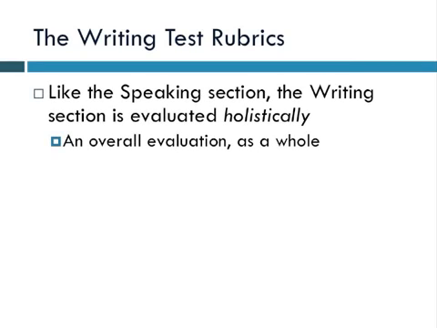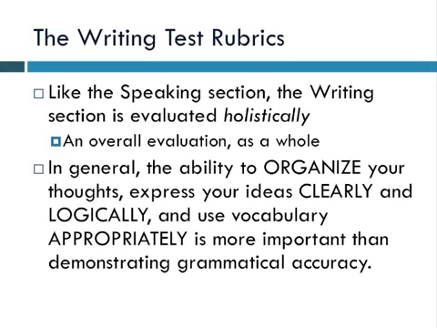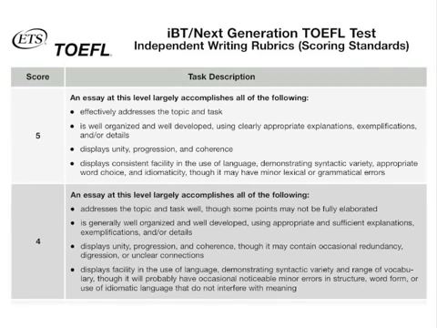Once again, we mentioned in the first video that the writing section is evaluated holistically, which means instead of just looking at individual errors, they're looking at it as an overall evaluation or appraisal. In general, the test is looking for your ability to organize your thoughts, express your ideas clearly and logically, and use vocabulary appropriately. And I think, again, that's probably a little bit more important than demonstrating your grammatical accuracy. Once again, as we stated on the test, the level 5 response is the one that we're really looking for.